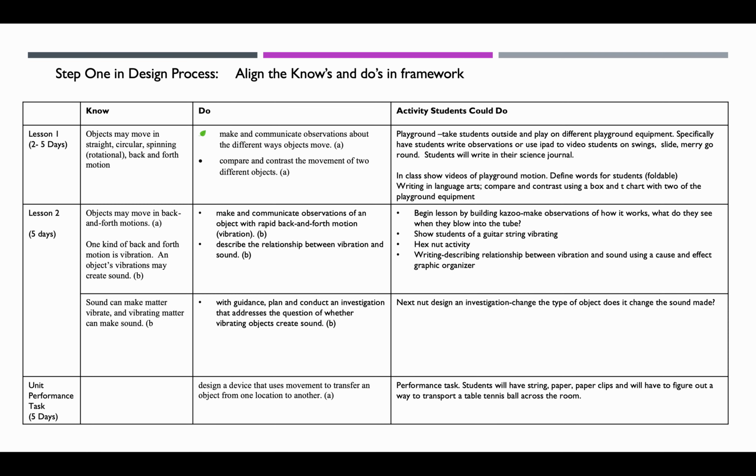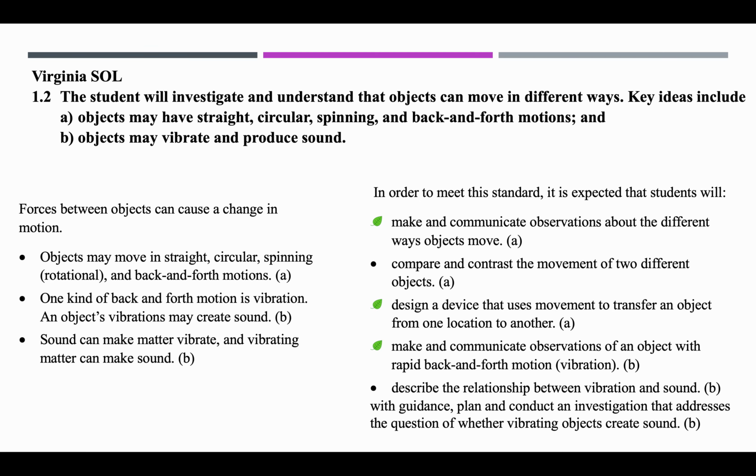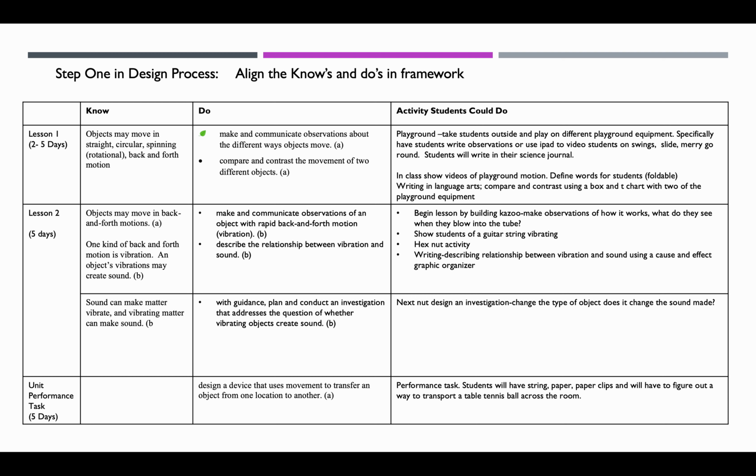What I've done with this chart is I've taken the know's and the do's and I've aligned them. I'm matching them up so that I have my lesson plans. If you create a chart like this, guys, and you align the things that seem to go together, it's magic. Your lessons in your unit will just fall out beautifully. So look what I've done. I have said, I want my kids in this first lesson to know that objects may move in straight, circular, spinning, rotational, back and forth motion.